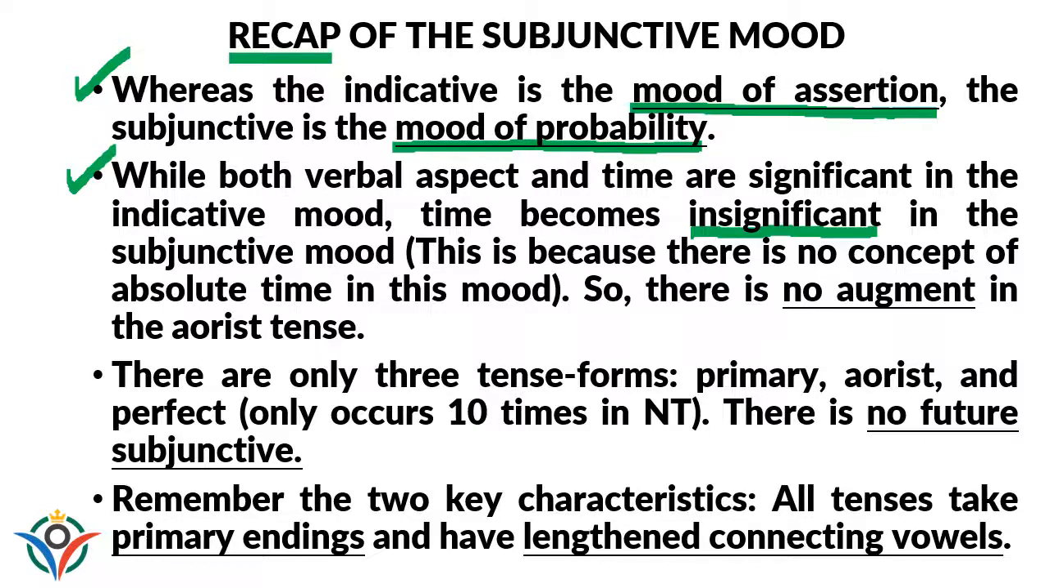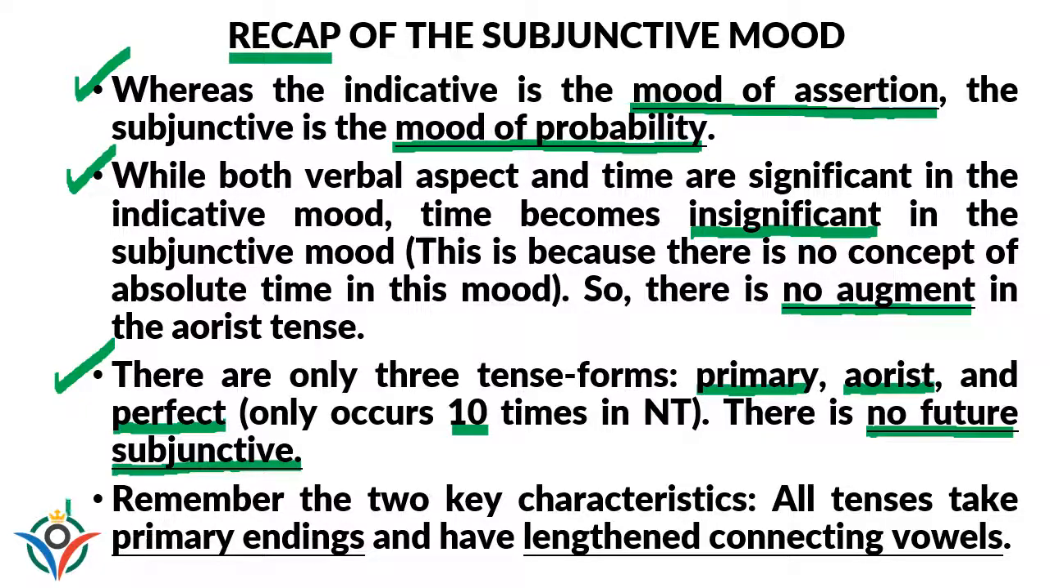So what are some of the implications? There is no augment in the aorist tense. Thirdly, there are only three tense forms: the present, aorist, and perfect. Regarding the perfect, the subjunctive occurs only 10 times in the New Testament, and so we are not going to consider it right now and will focus primarily on the present and aorist tense forms. Keep in mind that there is no future subjunctive tense form.